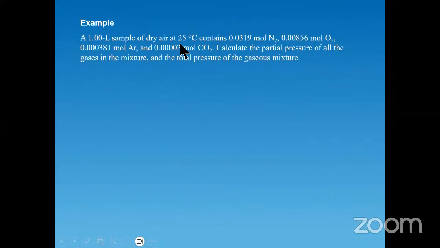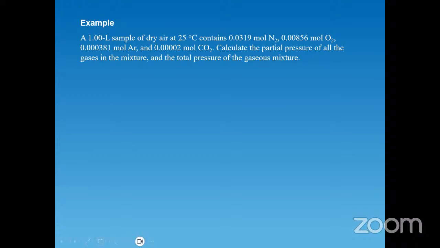Okay, so let's look at this example here. This question says, you have a 1 liter sample of dry air at 25 degrees, which contains, and it gives you the amounts in terms of moles of the different gases in the mixture. So the question is asking for you to calculate the partial pressure of all the gases in the mixture and the total pressure of the gaseous mixture.